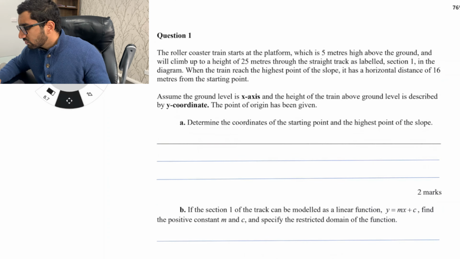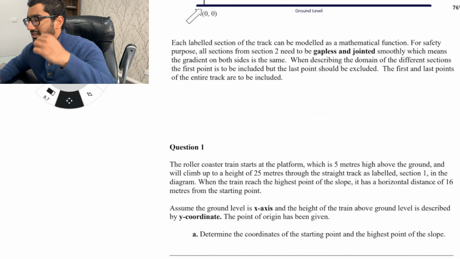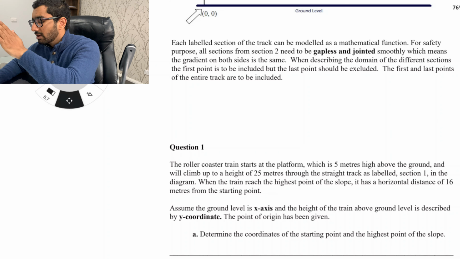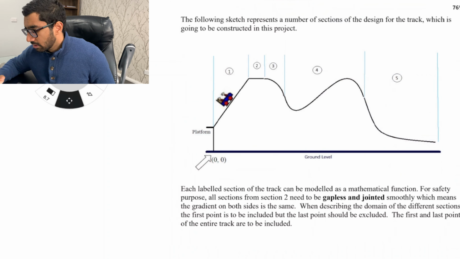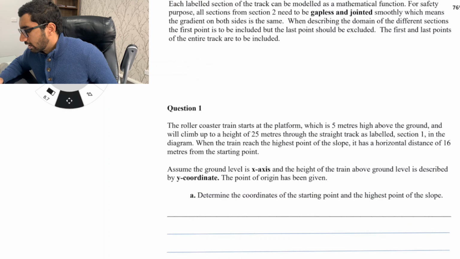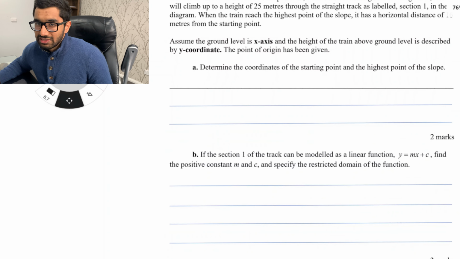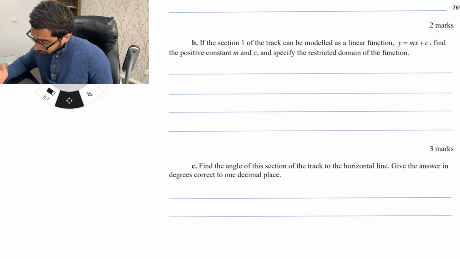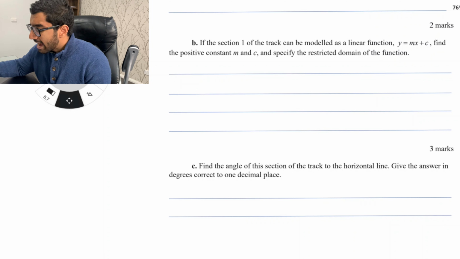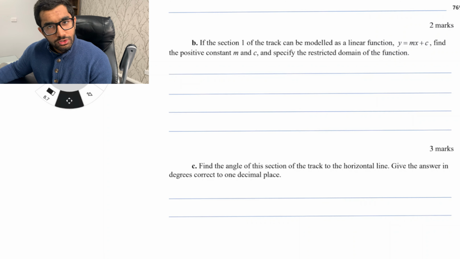And then finally, as for specifying the domain, they basically tell us that it starts at 0 and it's going to end once you move 16 to the right. So that's already telling me what the domain would be in that case, probably 0 to 16, but that's fine, okay? Now part C, find the angle of this section to the horizontal line.